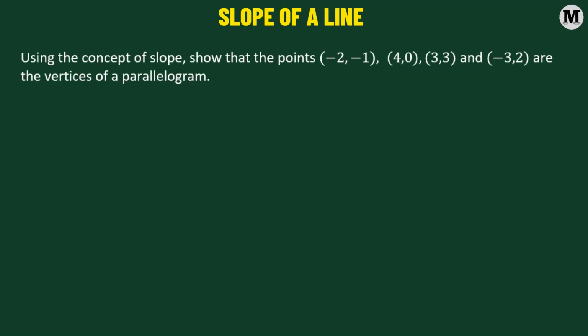Using the concept of slope, we need to show that the following 4 points are the vertices of a parallelogram. So let us begin. First, we begin by considering a quadrilateral A, B, C, D.